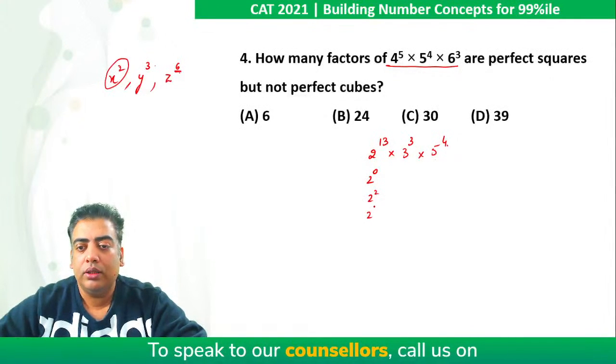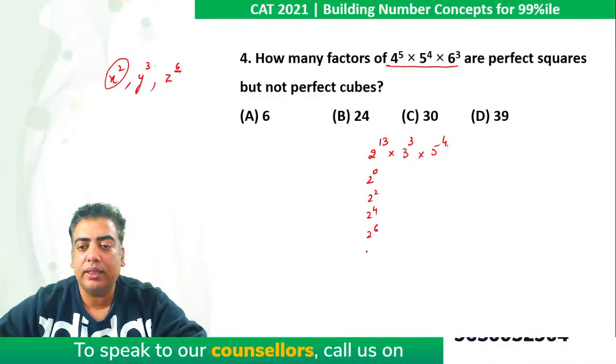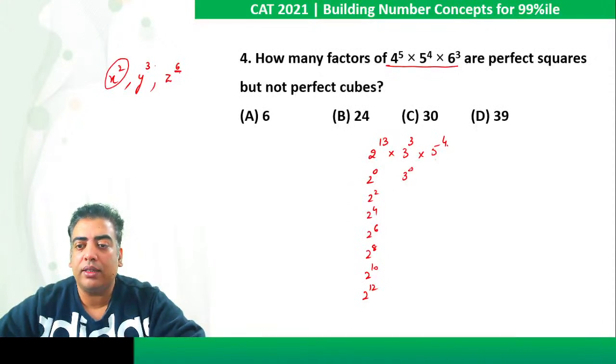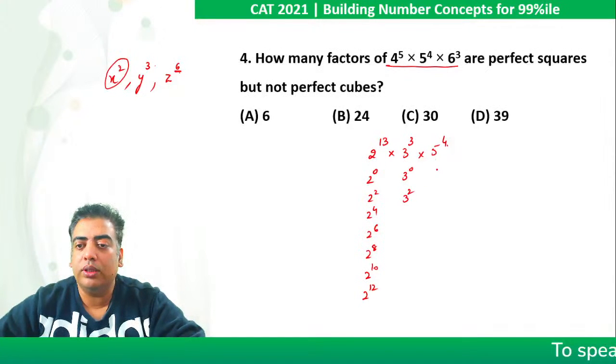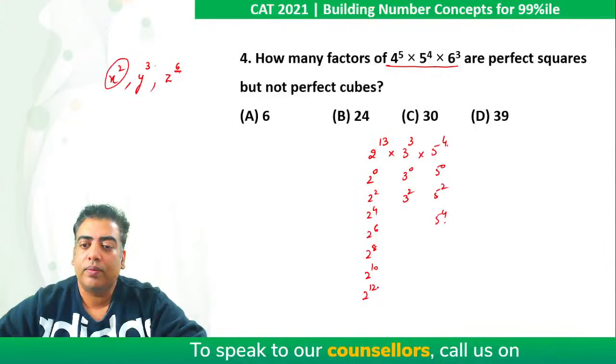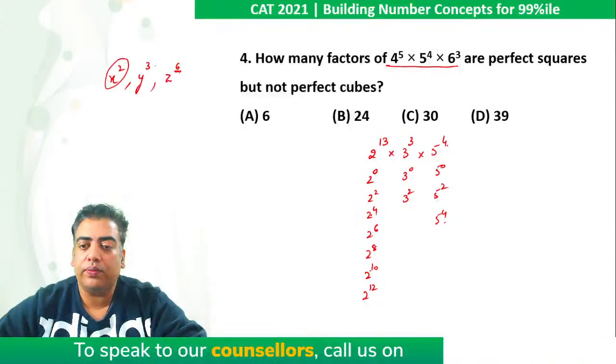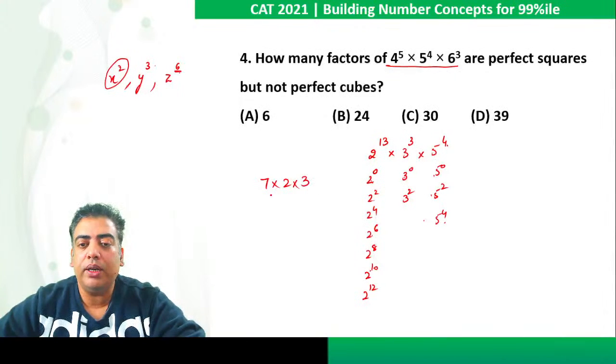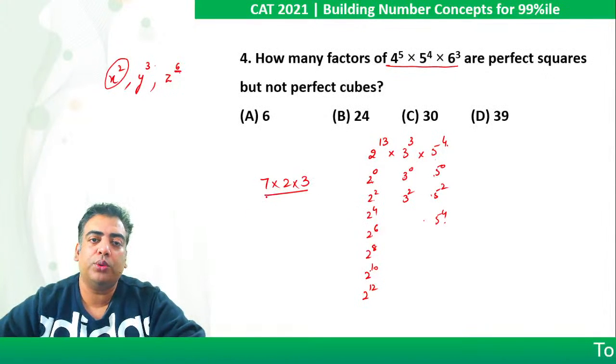If we observe the given number, here we can take 2 raised to power 0, 2 square, 2 raised to power 4, 6, 8, 10 and 12. All these values are perfect squares. The power of 3 that we can consider is 0 and 2. The power of 5 that we can consider is 0, 2 and 4. So 7 values into 2 values into 3 values gives me all the numbers which are perfect squares.